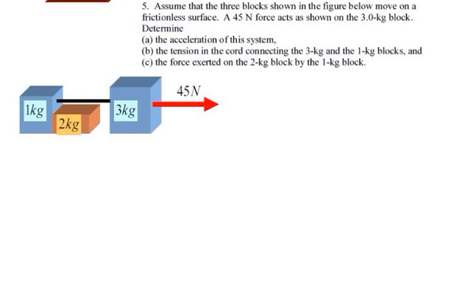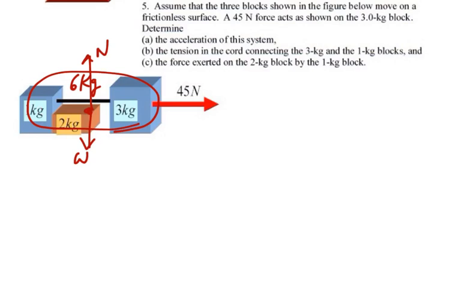First thing we'd like to do is blob these 3 together, treat them as one mass of total mass 6 kilograms. As we complete this free body diagram, we would have weight and we would have a normal force, but they will be transverse to the motion. So we'll end up with just this 45 Newton force supplying our acceleration for this system.